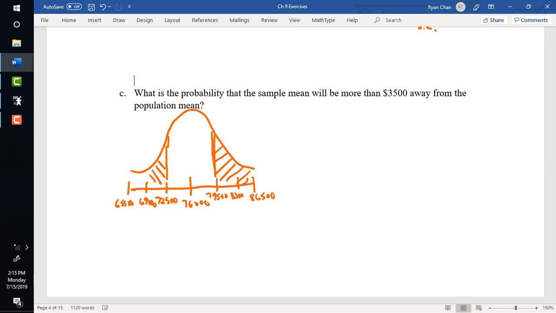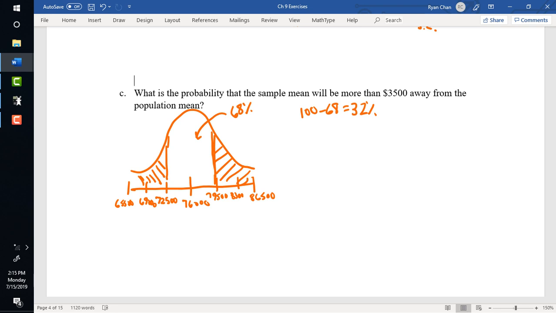There are actually a couple of ways to do this. We're finding an area under both tails. Thankfully for us, it lands on a hash mark. If you remember your 1, 2, 3 rule, this is 68%, because that's one standard deviation. And you're going to do 100 minus 68, that'll be 32%.